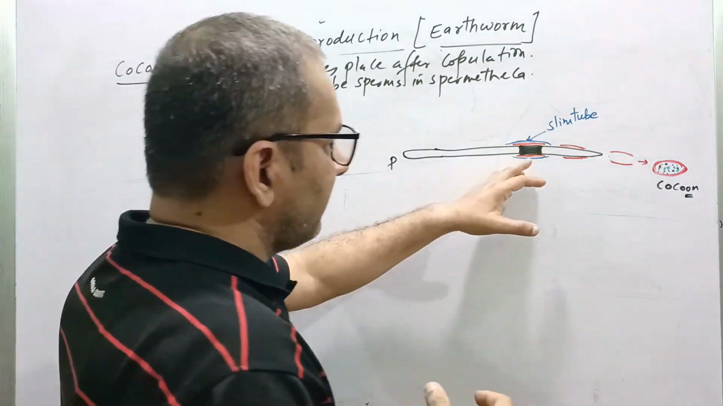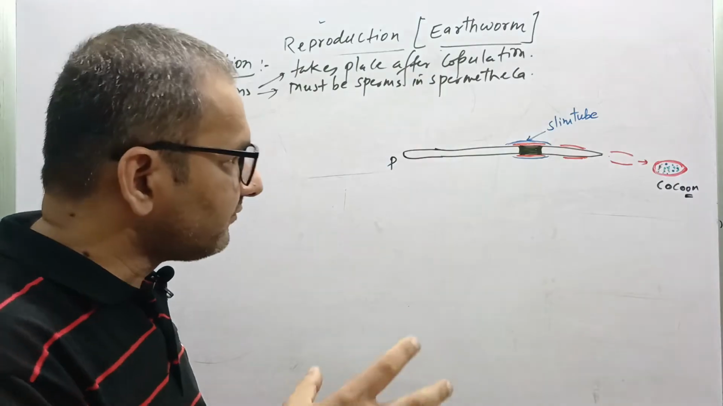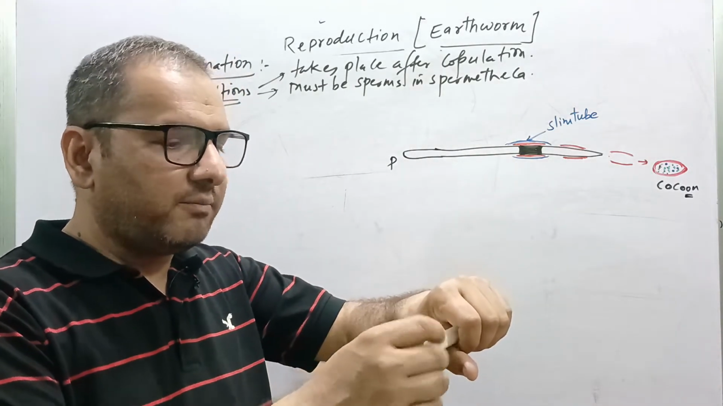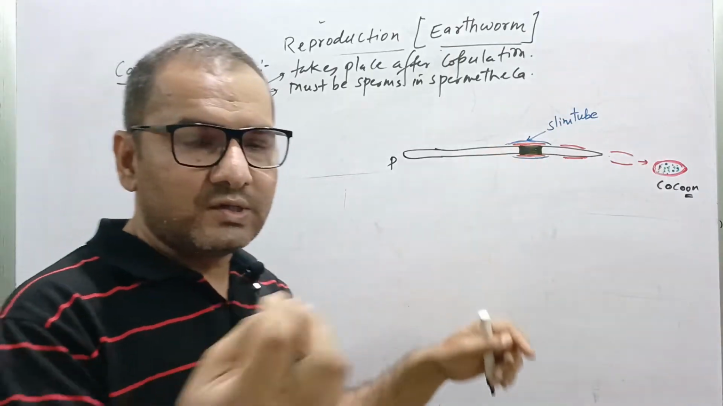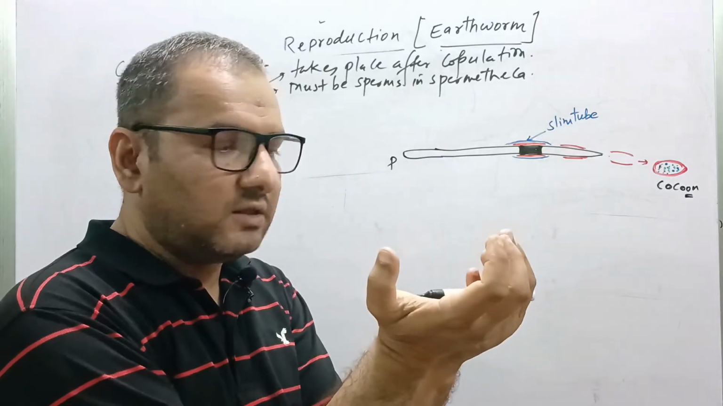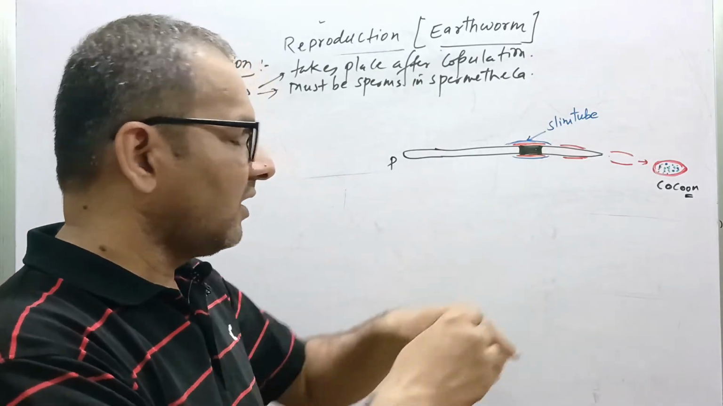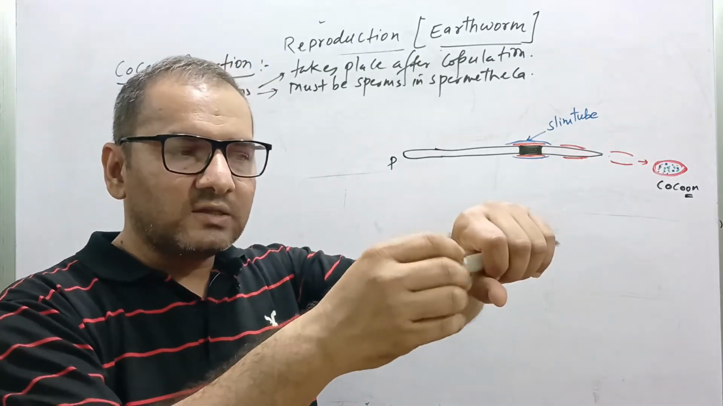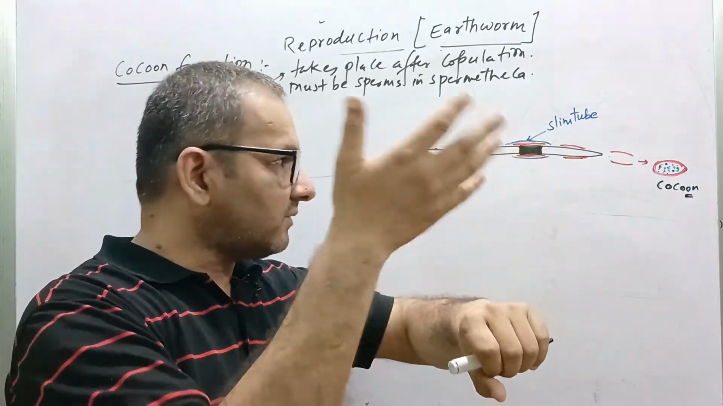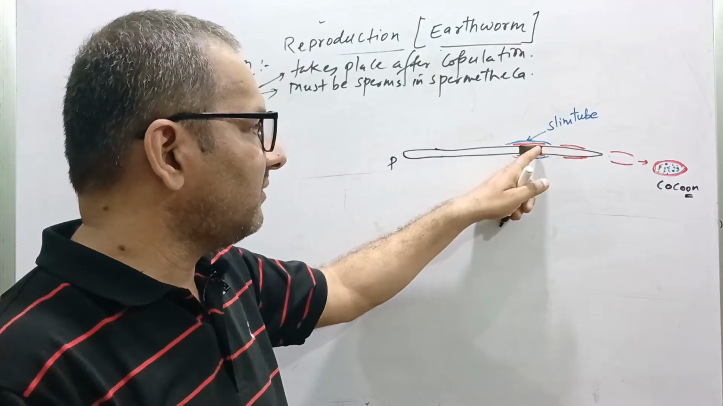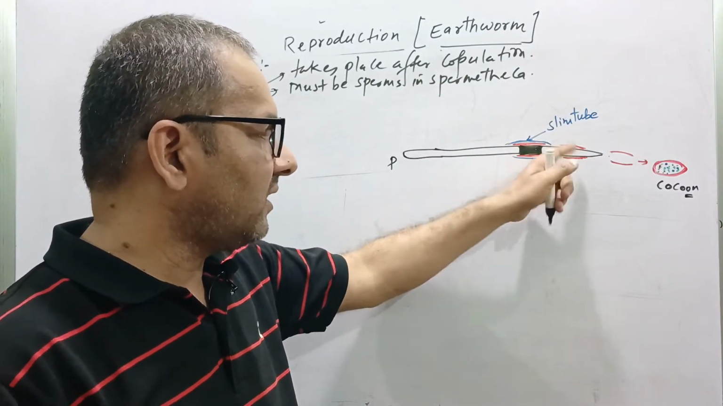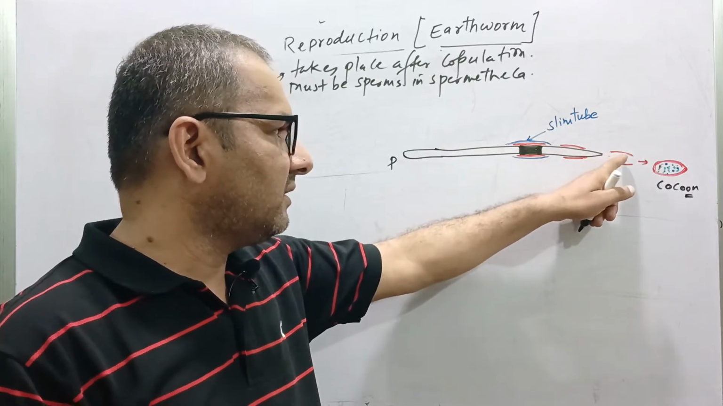And then the earthworm starts to wriggle back. Before that, it also receives albumin. The clitellum also produces albumin, and that albumin is deposited on the inner side of the membranous tubule. As the earthworm wriggles back, the membranous tubular structure gets shifted towards the front. It receives eggs from the female genital pore, it receives sperms from the spermathecal pores, and finally it comes out from the anterior end of the body.